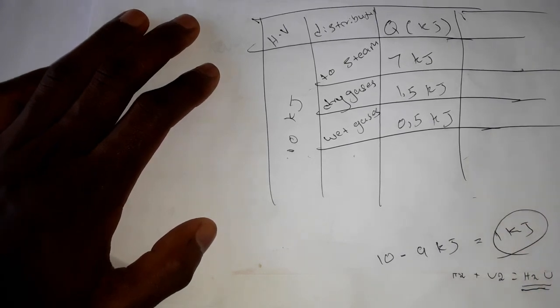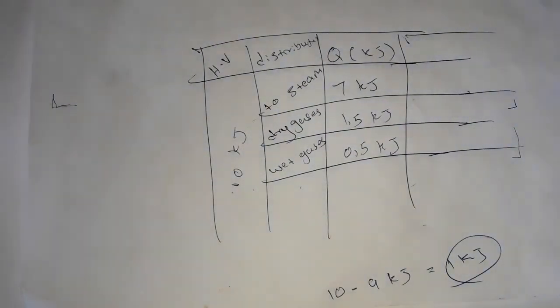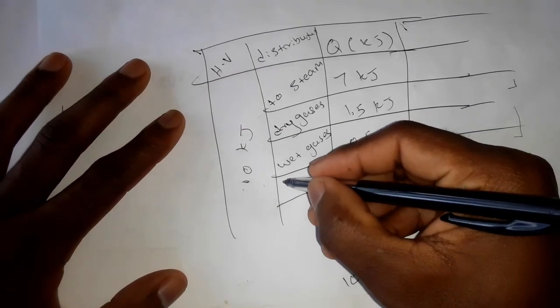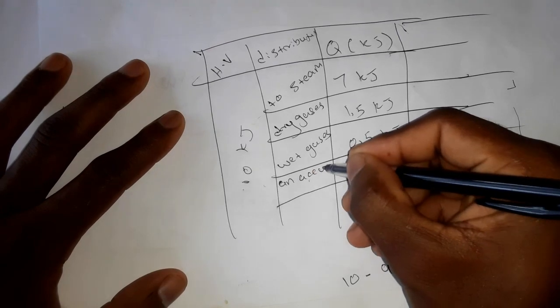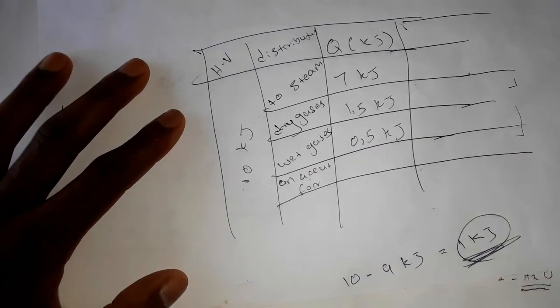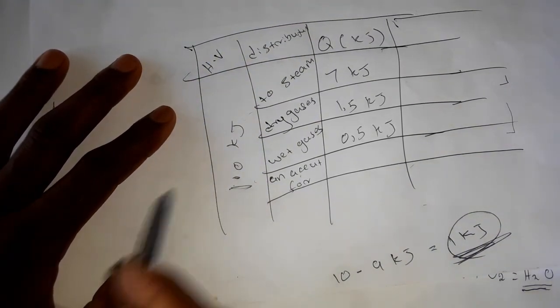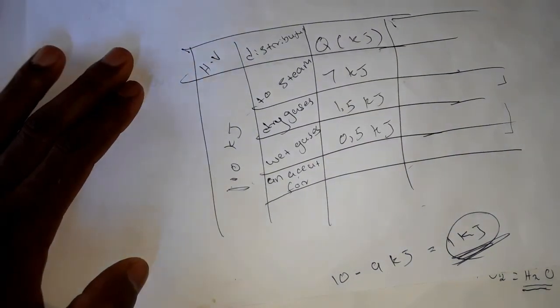This 1 kilojoule is the heat energy that is unaccounted for. This might be the heat energy that was lost due to incomplete combustion of the fuel that we are using.